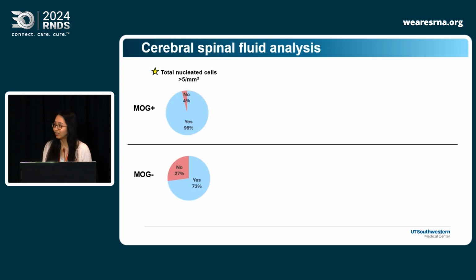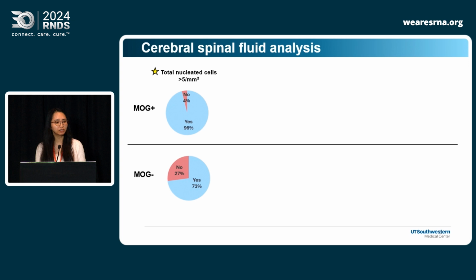MRI is essential for the diagnosis of ADEM, but we also looked at cerebrospinal fluid analysis because this can help support the diagnosis and also rule out other causes. In the spinal fluid, you can look at the total nucleated cells, which are essentially the white cells or the immune cells that may be active and causing inflammation. And it's abnormal if it's greater than 5 for this study.